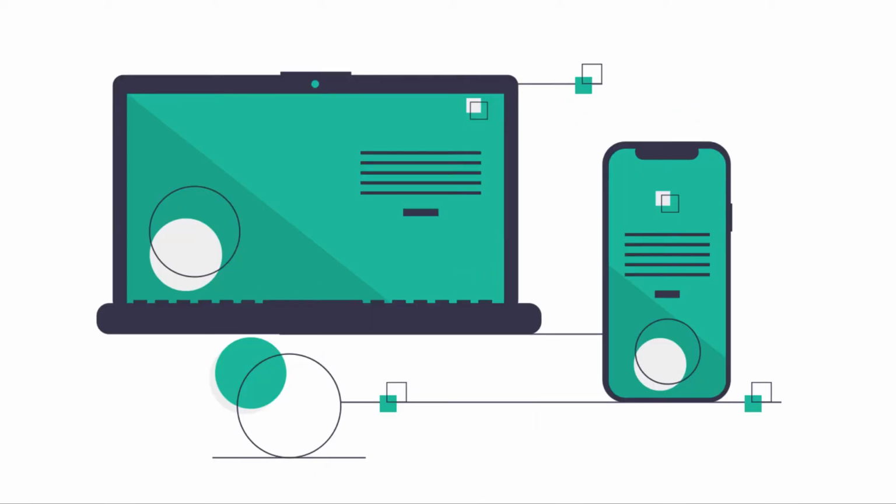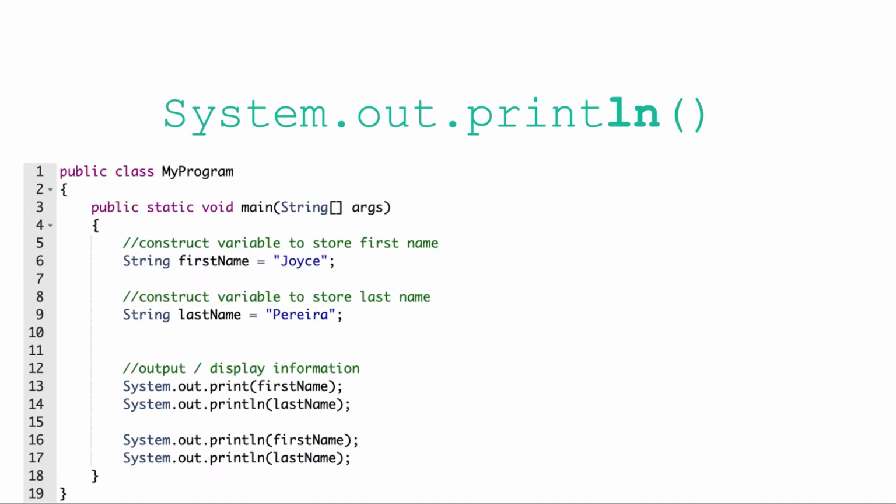System.out.print and System.out.println display information on the computer monitor. Let's try it out. Here's a program that constructs a variable to store the first name Joyce and another variable to store the last name Pineda. It then calls System.out.print or System.out.println to display information.